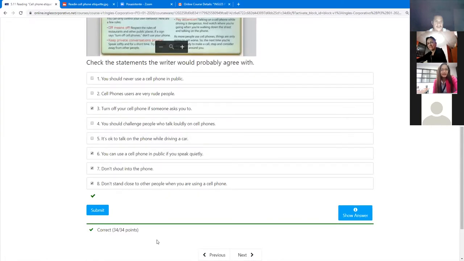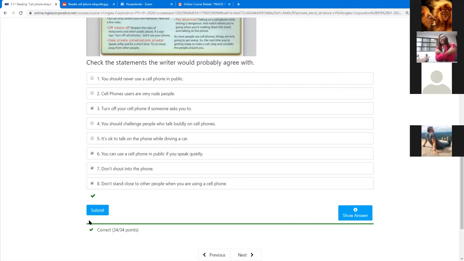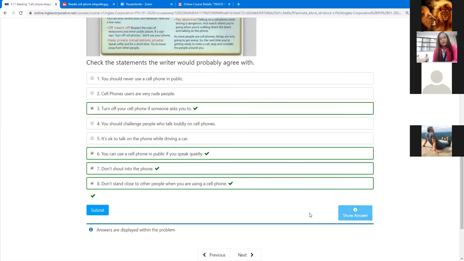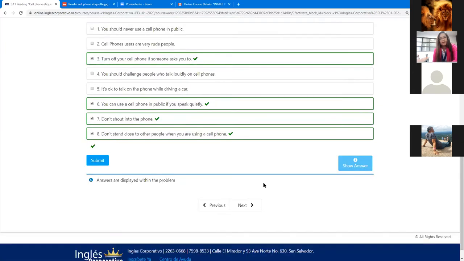Okay, look, guys. Look how much you have: 34 out of 34 as a group. So then extend your arms, and hug yourself, okay? There's a hug from me to you. Then here you have to show the answers. It's already there. So 4, 1, 2, 3, and 4. So 3, 6, 7, and 8. All right, good. Then this is the end of this one.